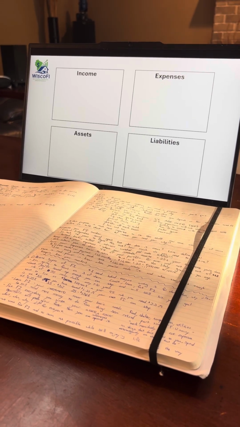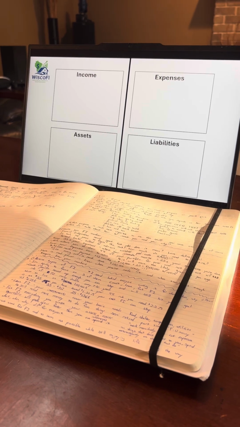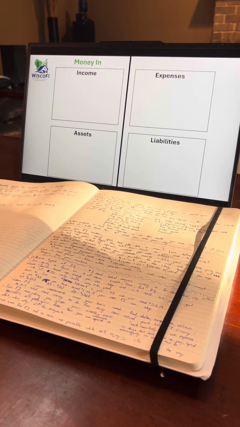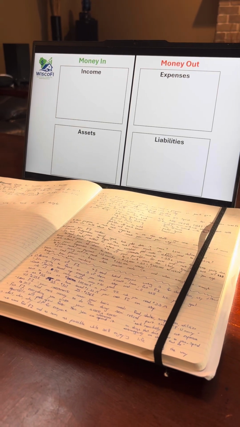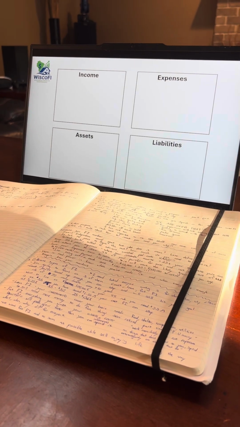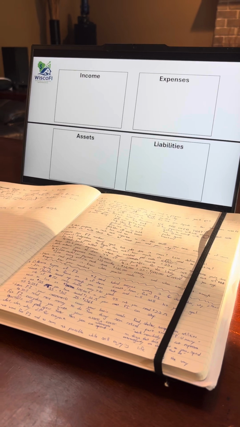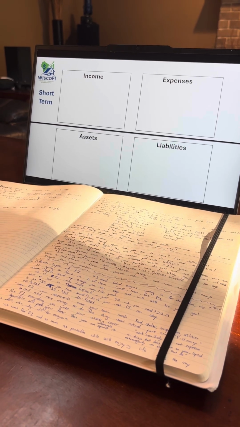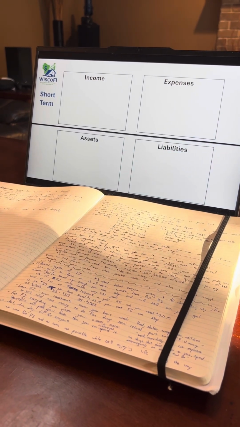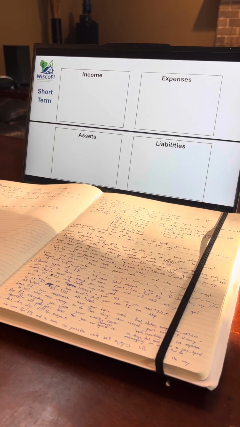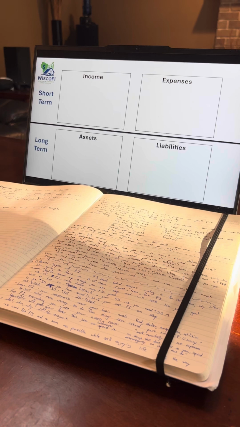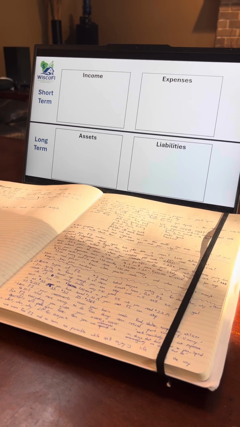Before I go through any examples, I want to split this in half. If you look, everything on the left is going to represent money coming in. Everything on the right is going to represent money going out. And if I split it top to bottom, everything on the left is going to be short term. And I want you to think of this as monthly buckets, right? Everything for the month. Everything below long term is going to be longer than a month.